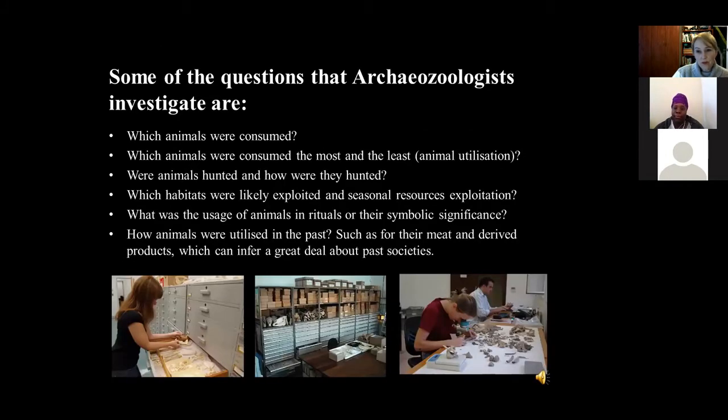Some of the questions that archaeozoologists investigate are: which animals were consumed? Which animals were consumed the most and the least? Which parts were consumed and by whom? How the animals were hunted? How they were gathered? Which habitats were exploited? Seasonal hunting camps? Animals used in rituals, animals that had symbolic significance. There are many, many questions that we ask. And every day and every month in archaeozoology, we get new questions to ask, and the answers are not always so forthcoming.